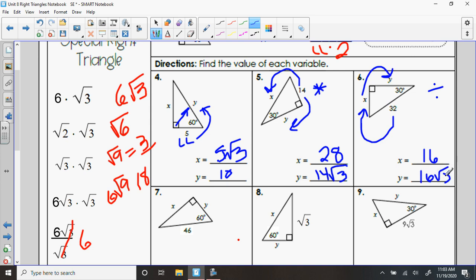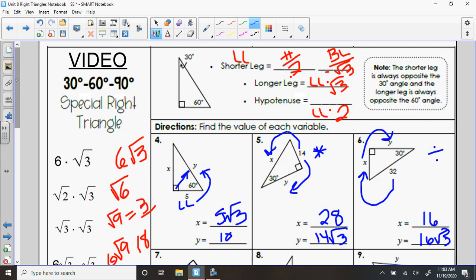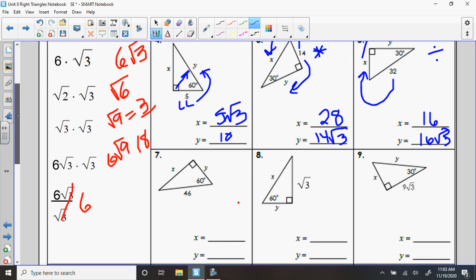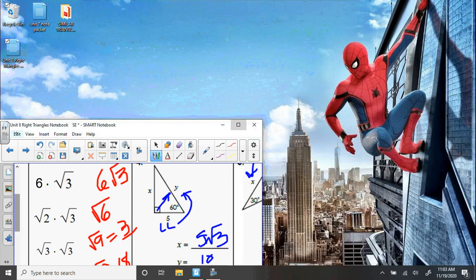That is supposed to be a 3. I'm using those formulas we wrote down up here. Hopefully you wrote it down.